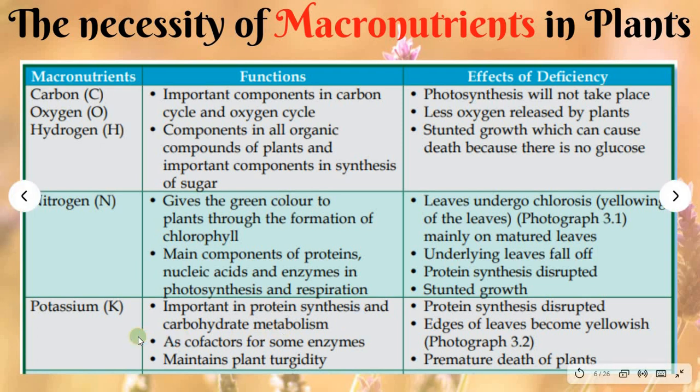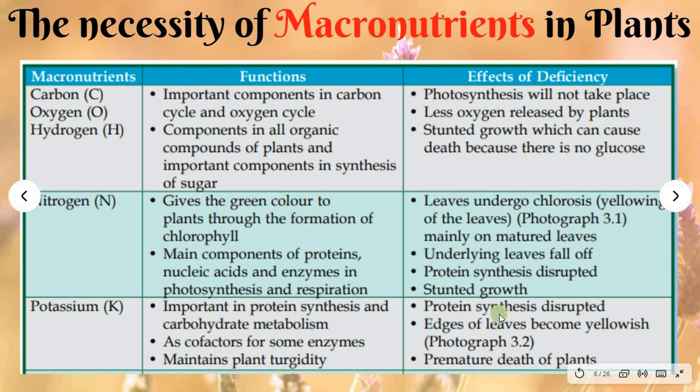What about the potassium? Potassium is important in protein synthesis and carbohydrate metabolism as a cofactor. A cofactor is a helper for some enzymes. It maintains plant turgidity. We already discussed plant turgidity, right? It is related to the potassium ion. Still remember that?